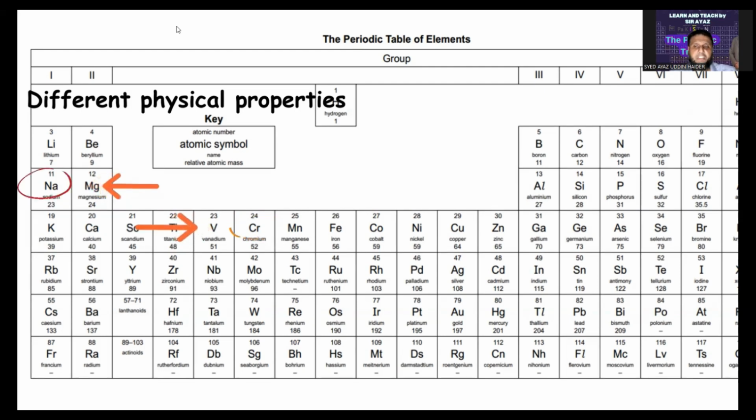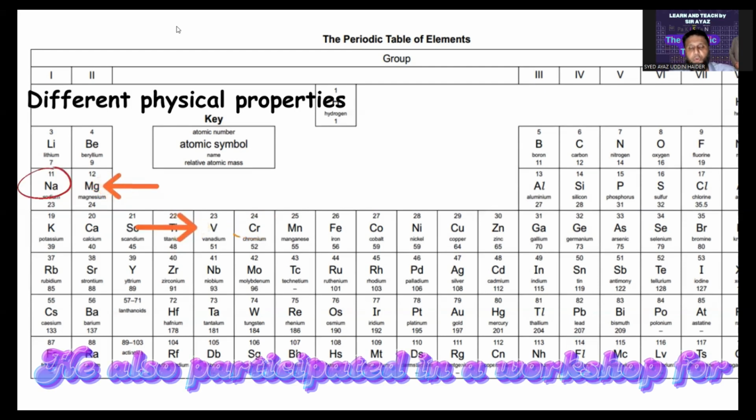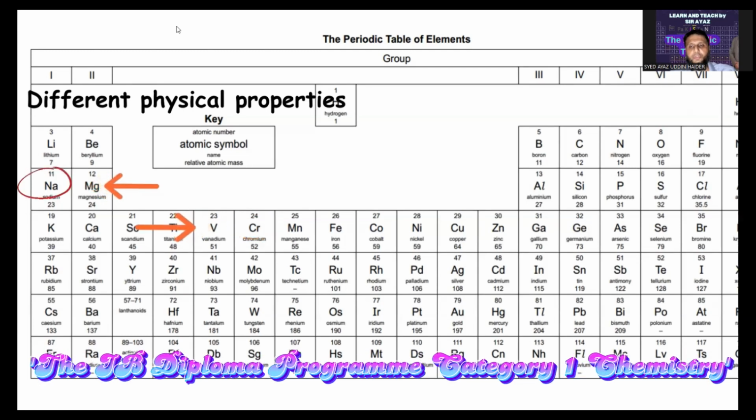Like transition elements, here it's chromium. They're hard, they have high melting point, they have high density. So you can write any 2 of these physical properties for sodium and chromium.